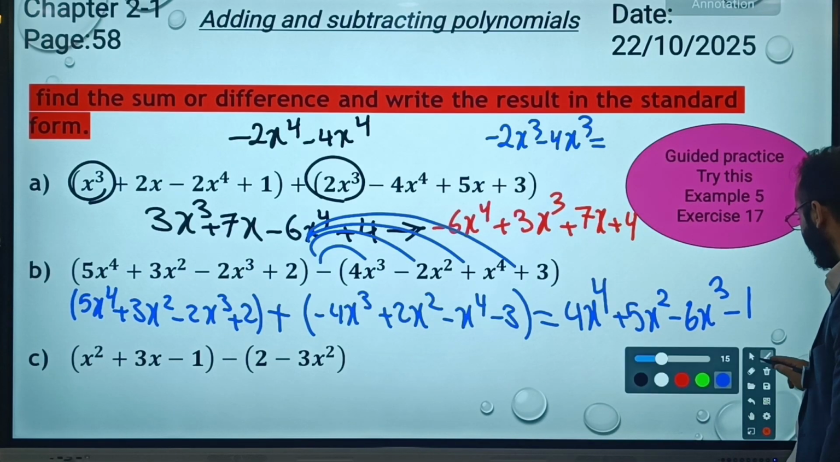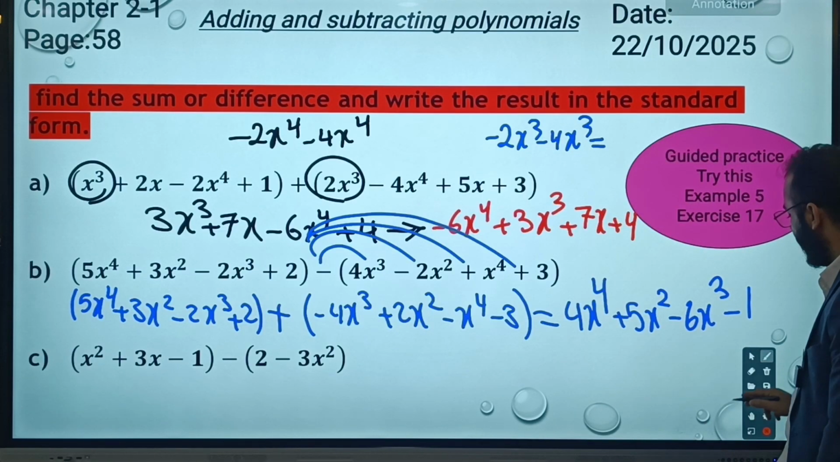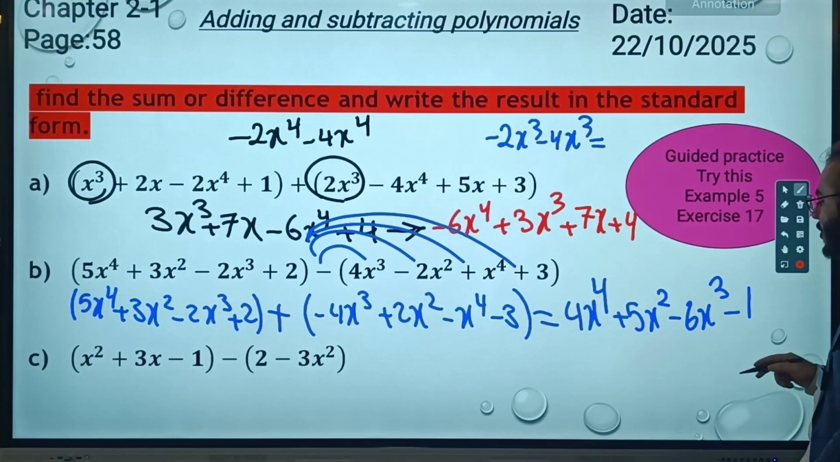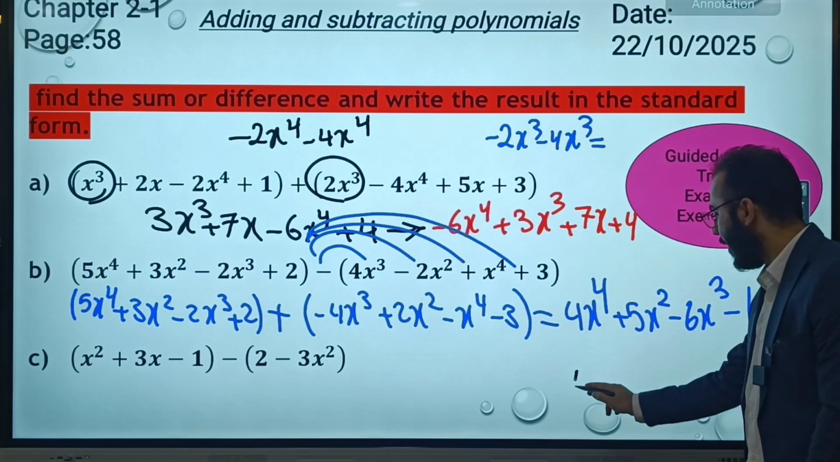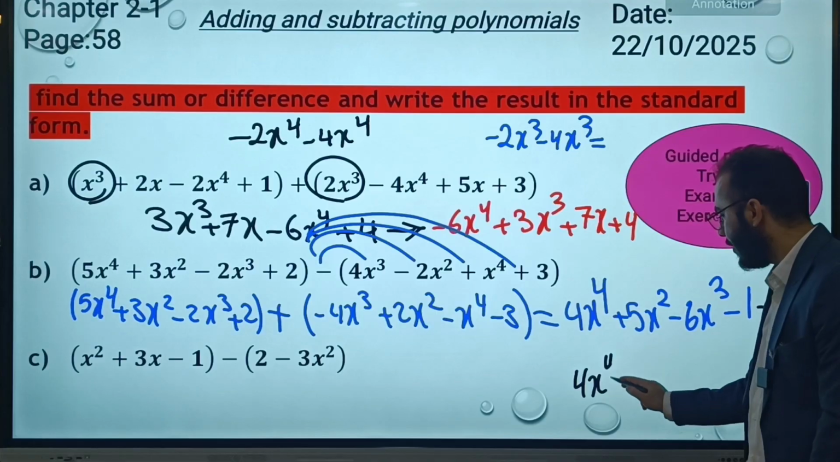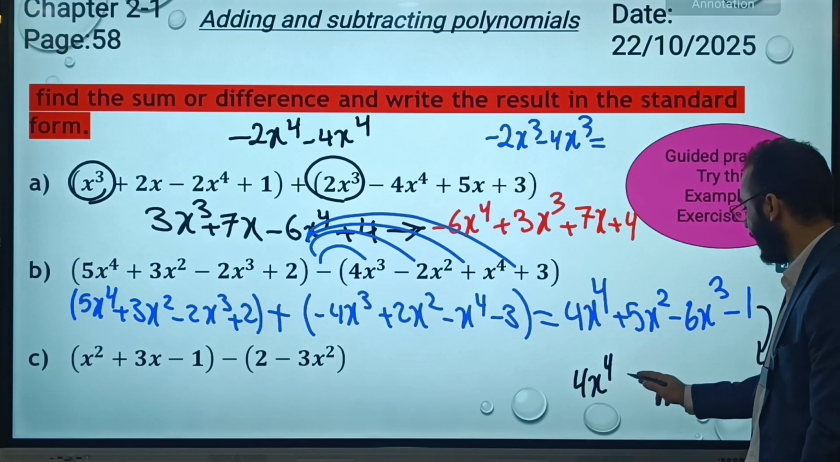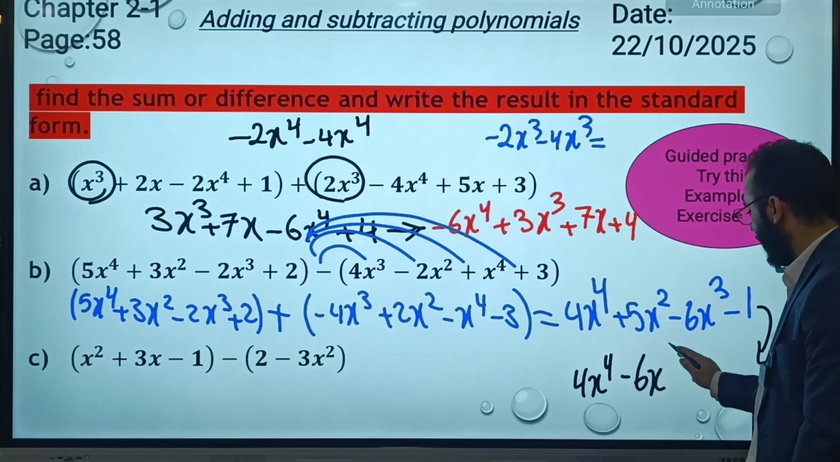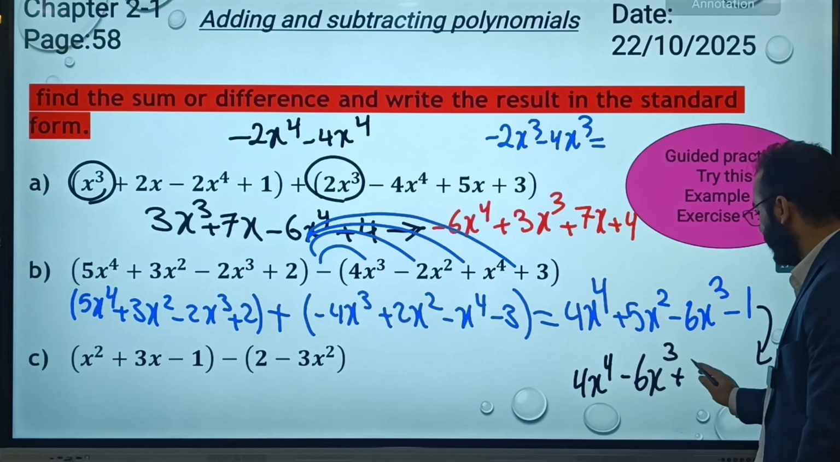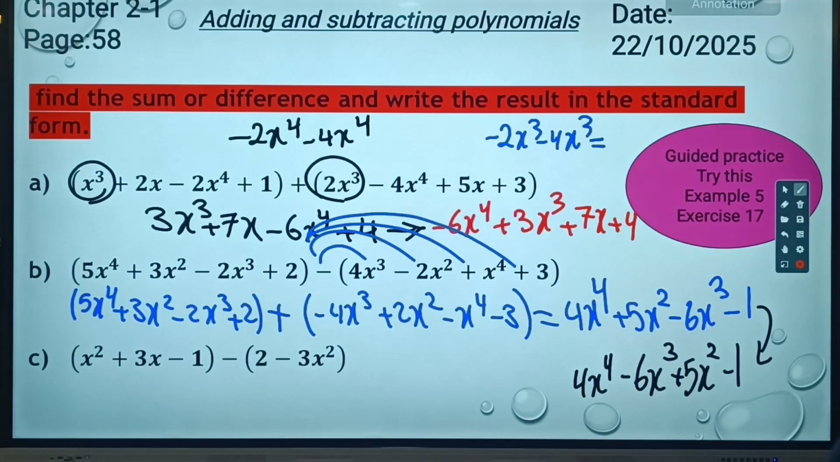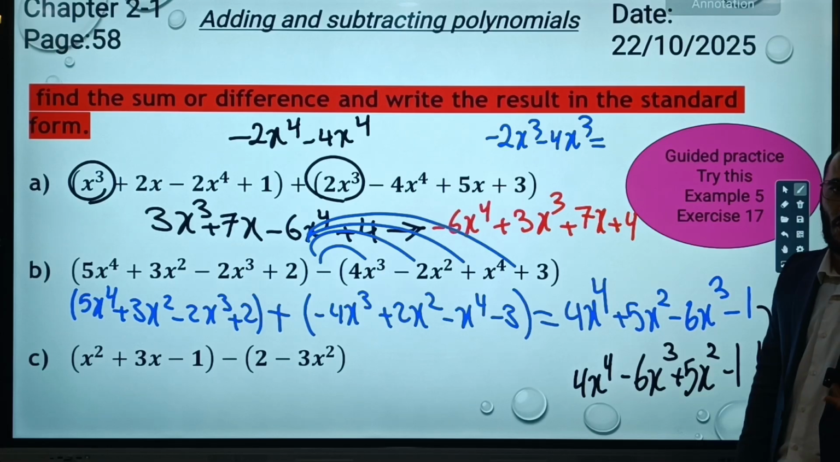The question is, is this result in standard form? No. So we need to write it in standard form. The highest exponent is 4x^4, no problem with this one. But then x cubed comes first before 5x squared. So minus 6x cubed plus 5x squared minus 1. Look, from the highest exponent to the lowest exponent, that is what we call standard form.